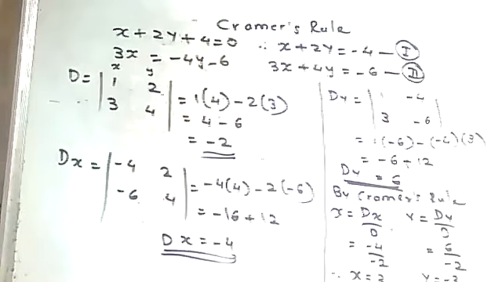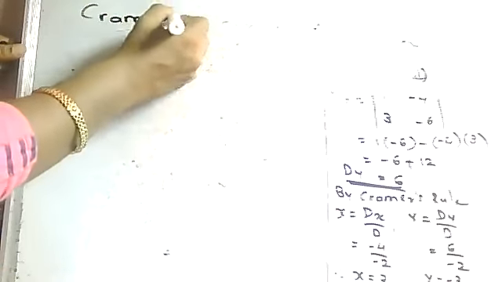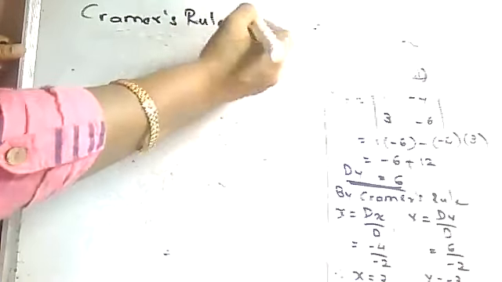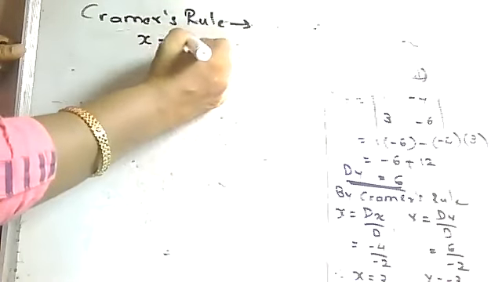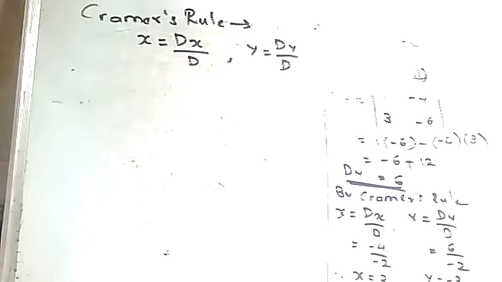Now how may the questions come on this part? Very simple questions may come. So I'm just writing the formula here again for your reference. Cramer's rule or Cramer's method. The formula is x is equal to dx upon d and y is equal to dy upon d.